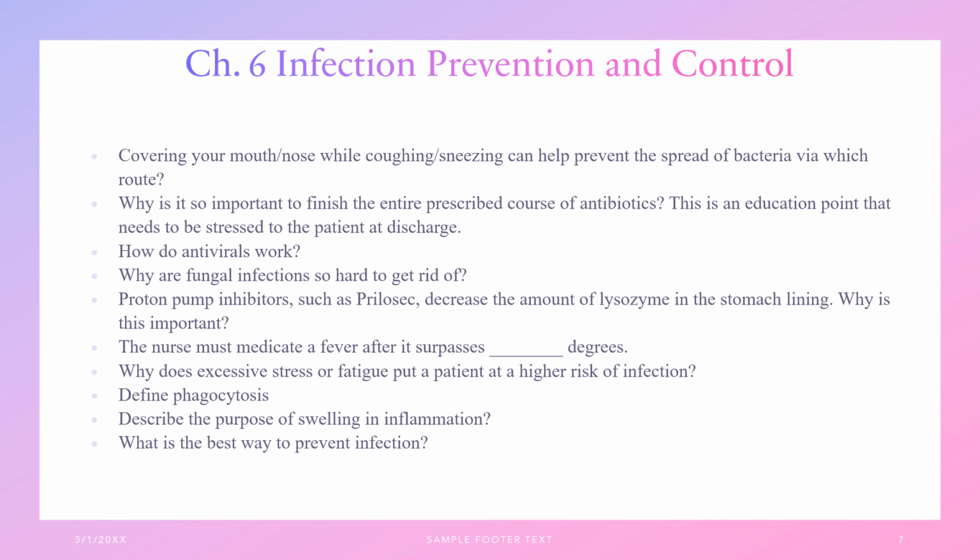We can see this on page 116 in table 6.7, risk factors for increased susceptibility to infection. Excessive stress or fatigue. These states will seem to interfere with the body's normal defense mechanisms. Define phagocytosis.